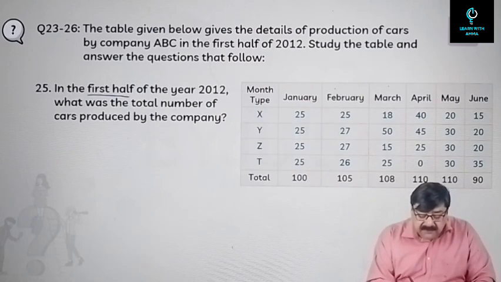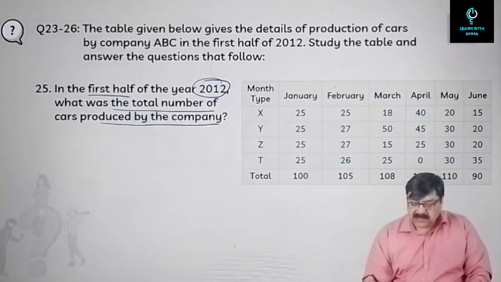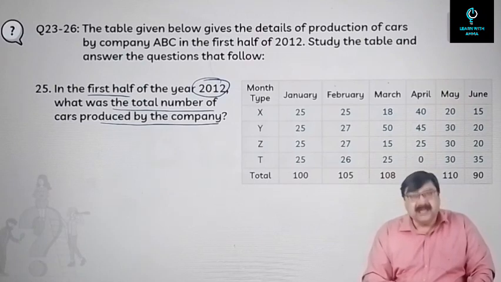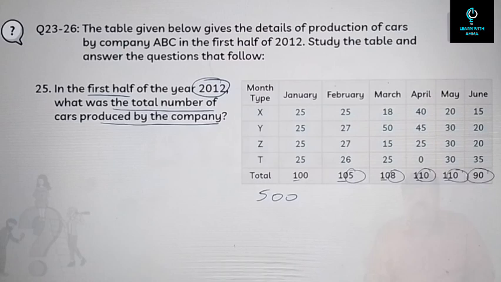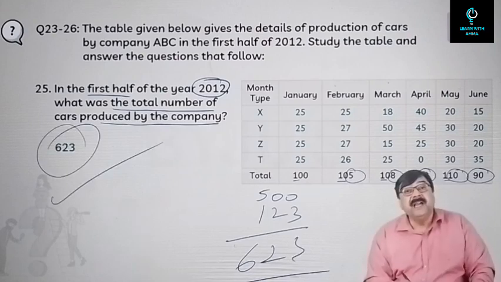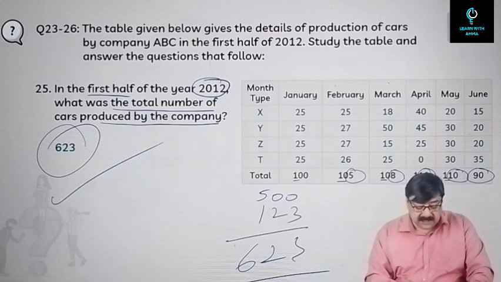Now, in the first half of the year 2012, what was the total number of cars produced by the company? So actually, what do you need to do? You just need to add up all these figures, isn't it so? So look at the hundreds. You have 1, 2, 3, 4, and 5. 500s you already have, isn't it so? Then you have a 5 and an 8, 13, plus 10, 23, 33, and 90. That is 123. So in total, 623 shall be the total number of cars produced by the company in the first half, that is from Jan to June, for 6 months of the year.